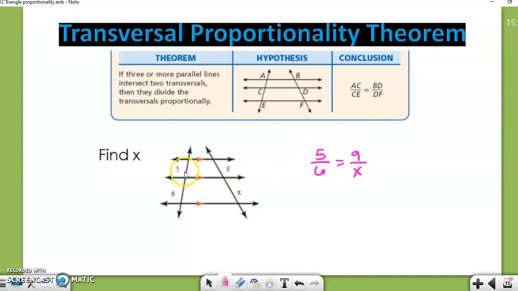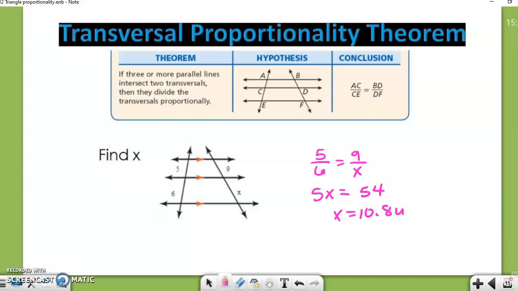And again, I just have to follow the right pattern. 5 over 6, 9 over x. Or I could do 5 over 9, 6 over x, x over 6, 9 over 5. I could do 11 over 9 plus x equals 5 over 9. There's lots of them. So then I'm just going to cross multiply. And I am going to then divide by 5.